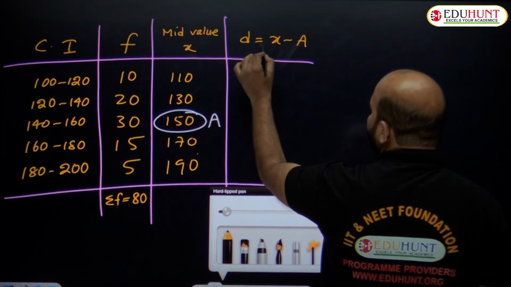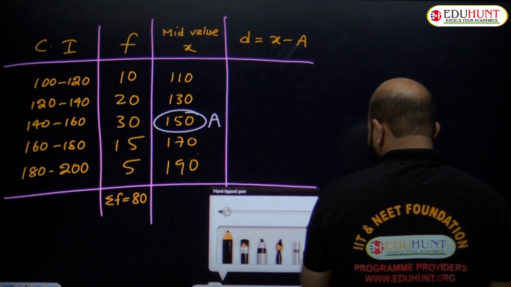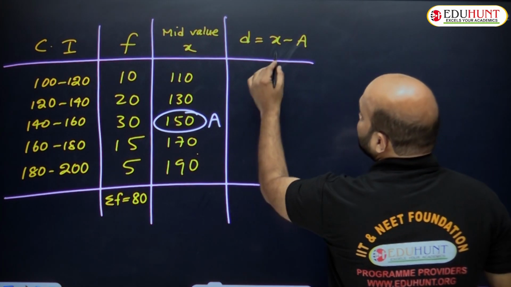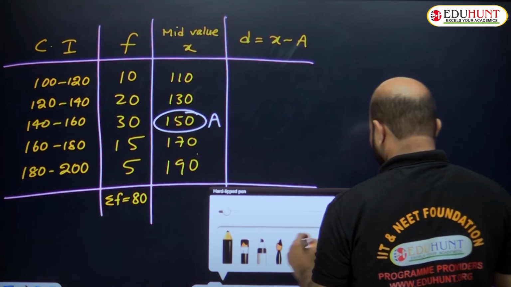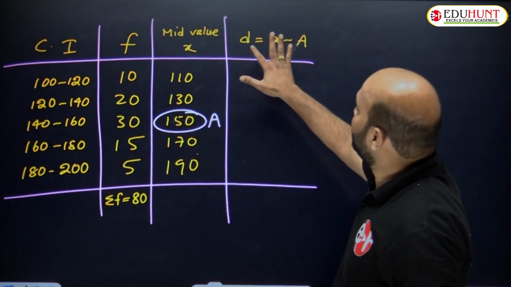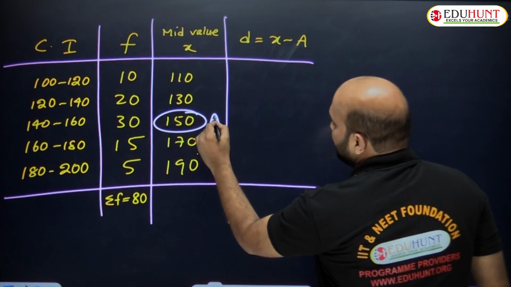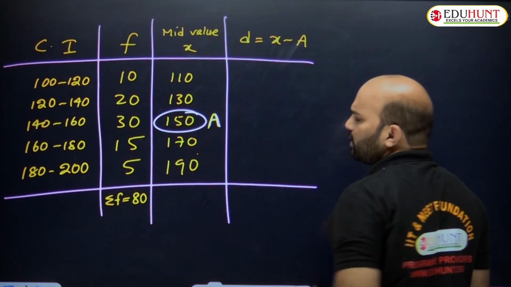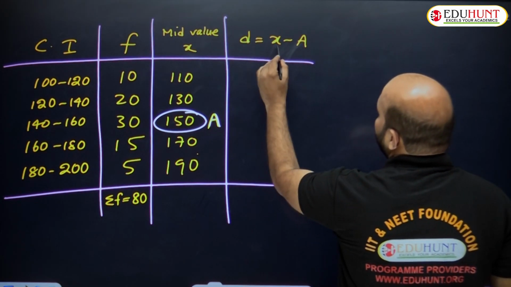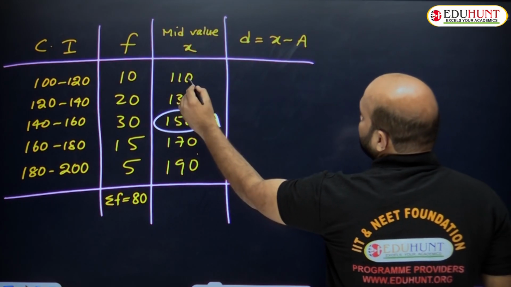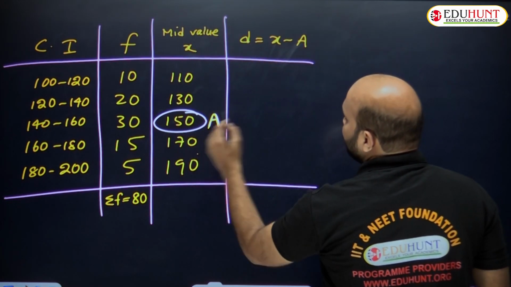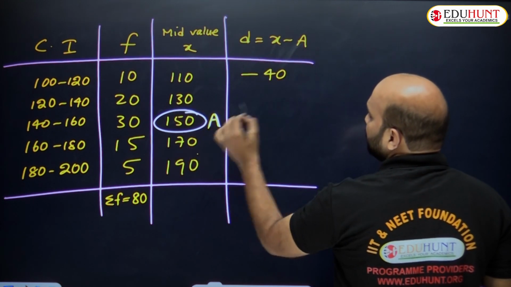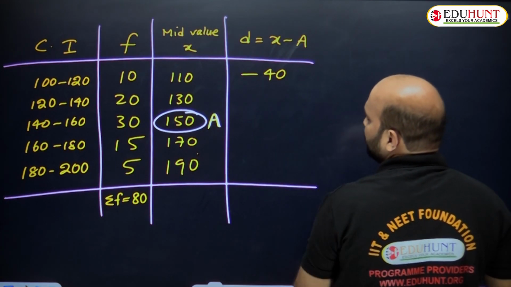So what is the formula? Deviation equals x minus A. The A value I have already taken is 150. That is exactly the middle of the mid values, and it will be taken as the assumed mean. Am I clear? So d equals x minus A. Here d stands for deviation. So x value 110 minus A 150 gives minus 40.